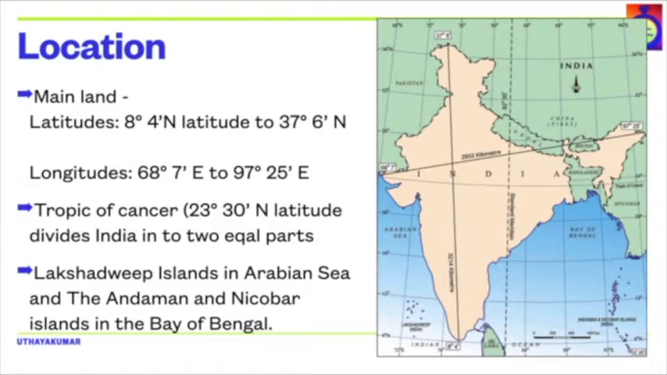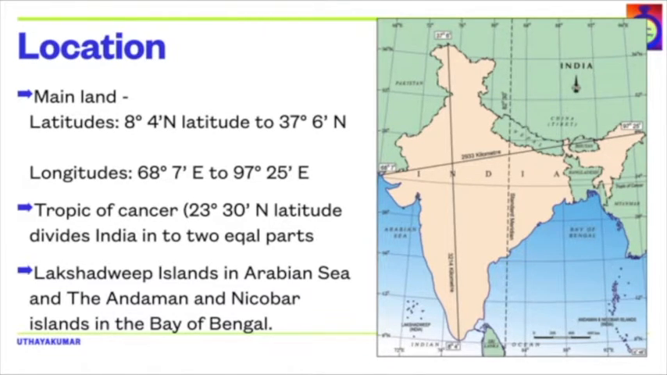Similarly, look at the longitudinal extent of India. It extends from Gujarat in the west to Arunachal Pradesh in the east. Its longitudinal extents are 68 degree 7 minute eastern longitude to 97 degree 25 minute eastern longitude. You have to remember these geo-coordinates of India.